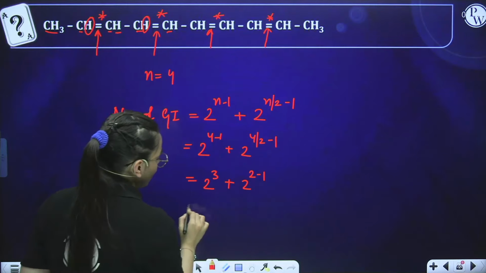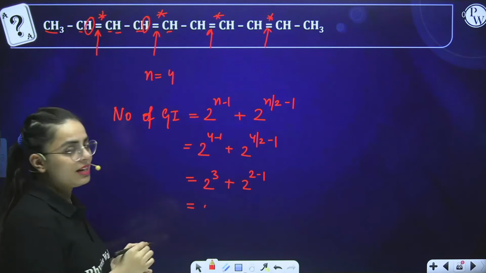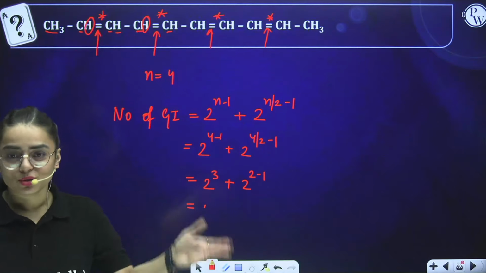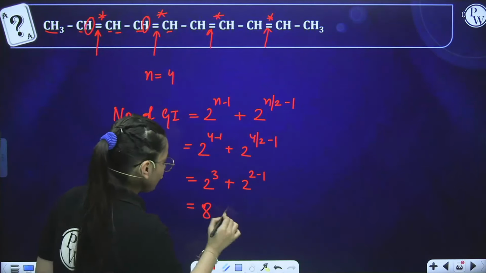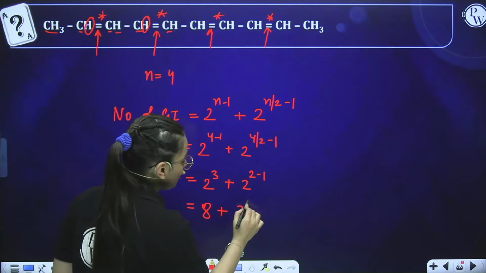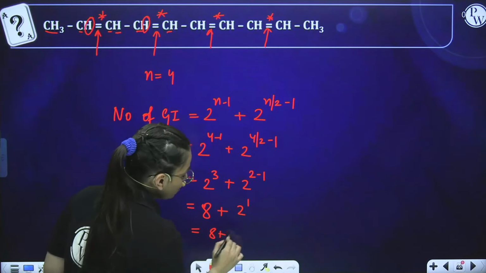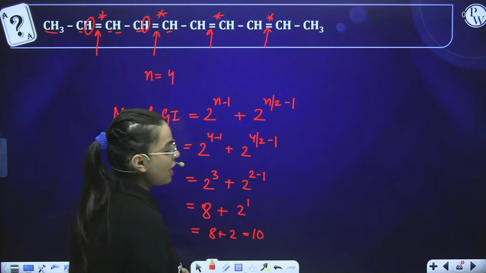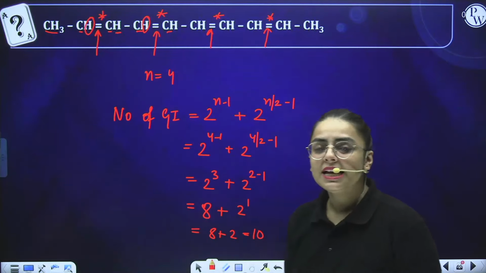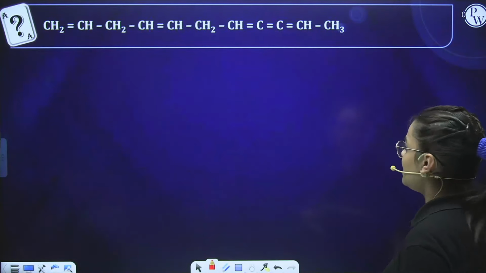2 raised to the power 4 minus 1 is 3, plus 2 raised to the power 4 by 2 is 2, minus 1. Now, 2 raised to the power 3 refers to 8, 2 into 2 into 2, right? So that is 8. 8 plus 2 raised to the power 2 minus 1 is 1. So 8 plus 2 comes out to be 10. So here, how many geometrical isomers will be formed? 10, my dear students. Now, let us see the next case.